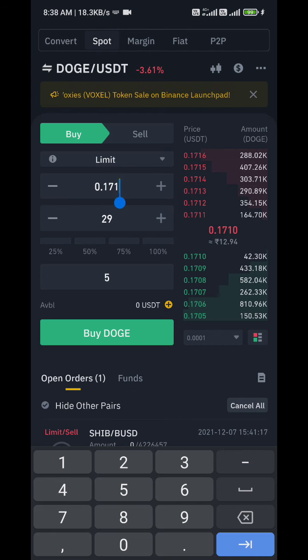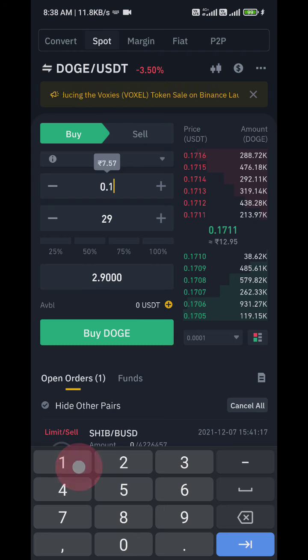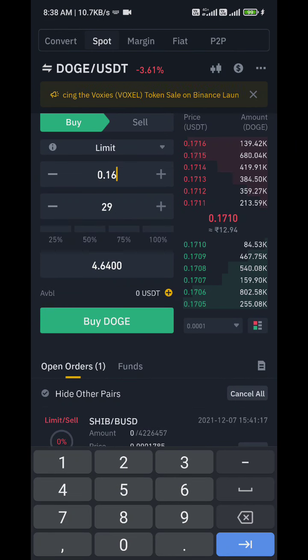You also have to select the purchase limit here. If the present market is running at 12.95 and you want to purchase at 12 or 11 rupees, you need to enter 0.16, that is 12.11. So if the price touches 0.16 dollars, the buy will happen automatically. So don't worry, everything will happen quickly.